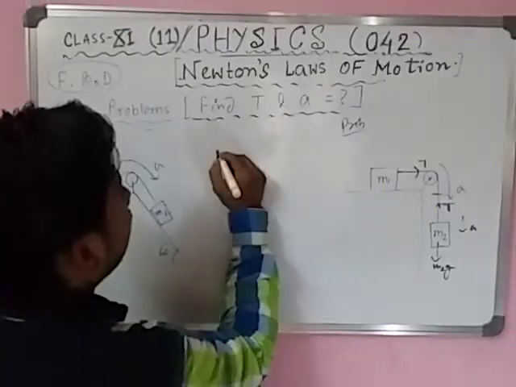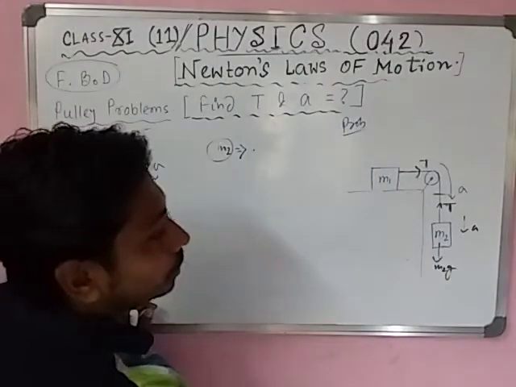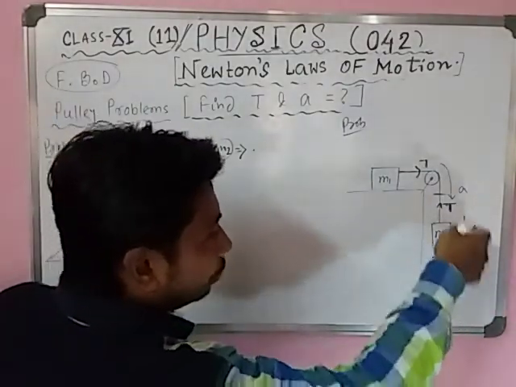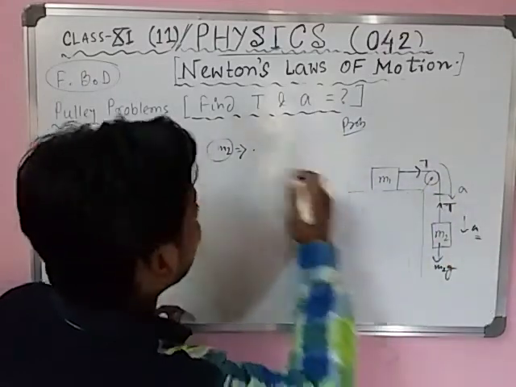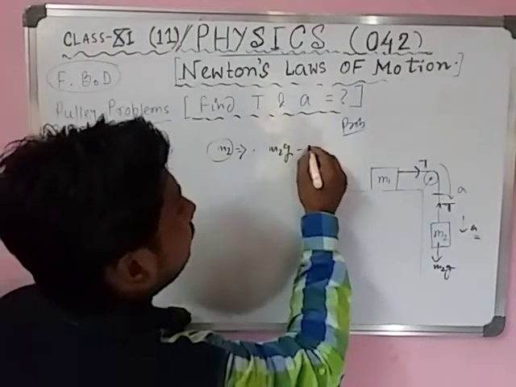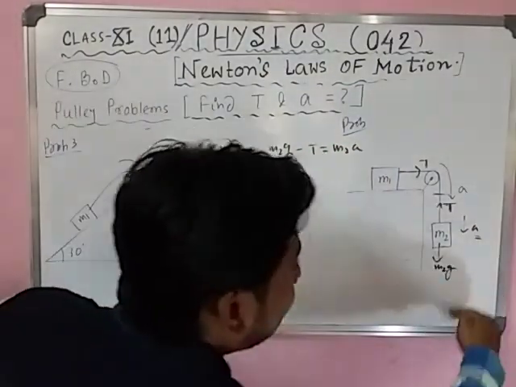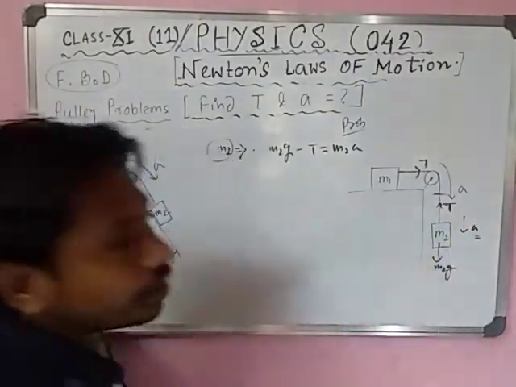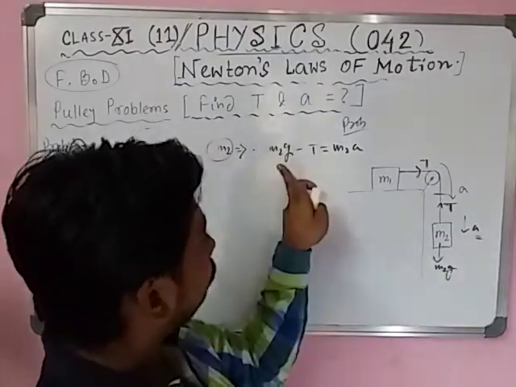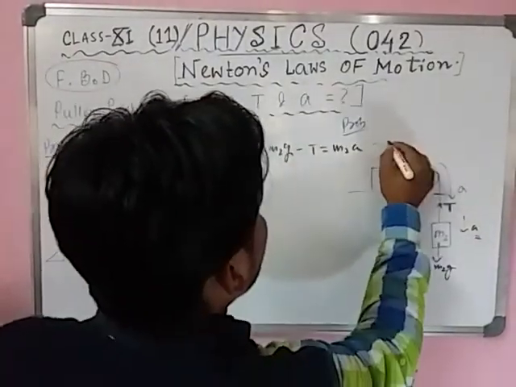So for m2 you can write. Which one is greater? Acceleration is downward, m2g is downward. m2g is greater. So you will write m2g minus tension equal to m2a. Understood? m2g minus T equal to m2a. This is equation number 1.